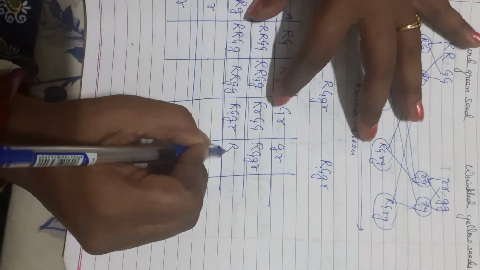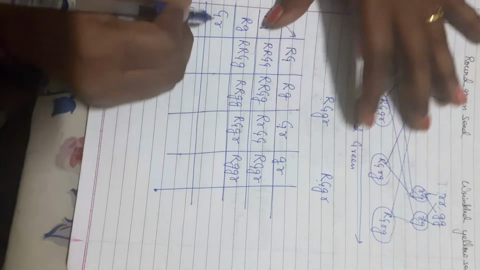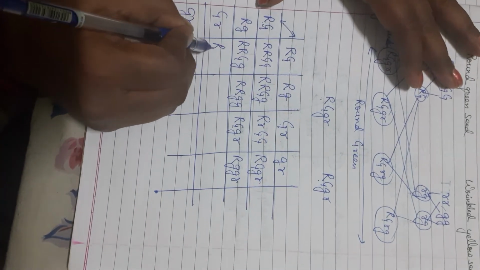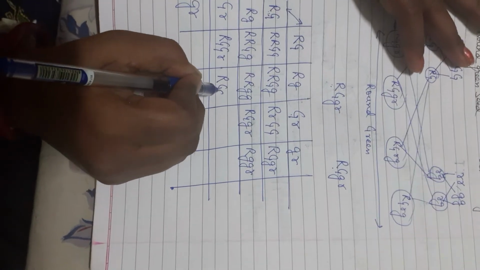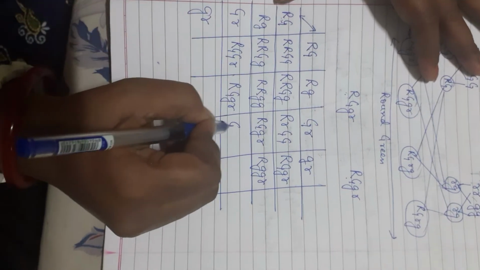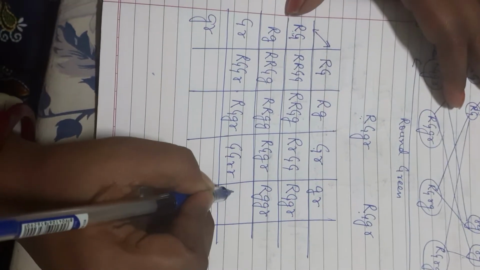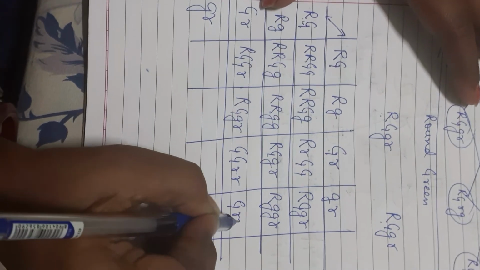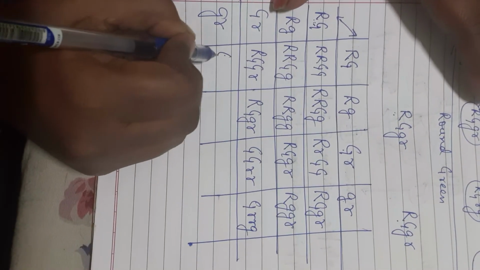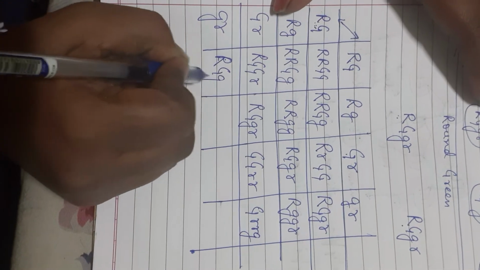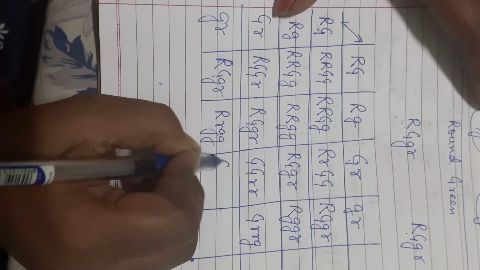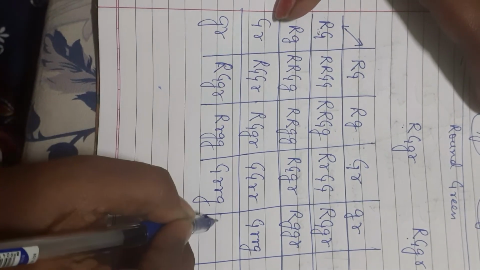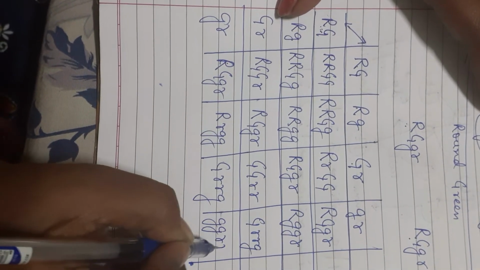This is capital R, then both the G, small r. Over here, R, G, G, R. R, G, G, R. G, G, R, R. G, R, R, G. Similarly, R, G, G, R. R, R, G, G. G, R, R, G, G, G, R, R.